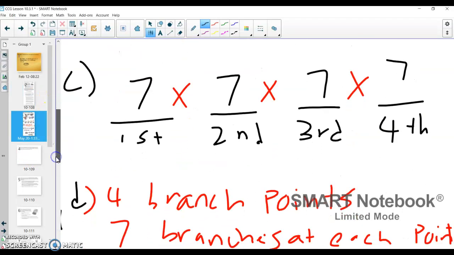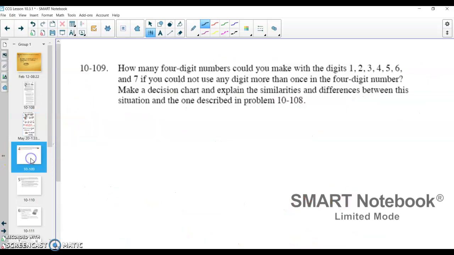I'm going to do this decision chart more as we go on, and it'll change a little bit. But again, it's just talking about how many decisions are we going to make, and then how many choices do we have per decision, and then multiplying down that decision chart once we have it laid out. All right, so I'll do this one, and then for 110 and 111, I will do it in a second video.